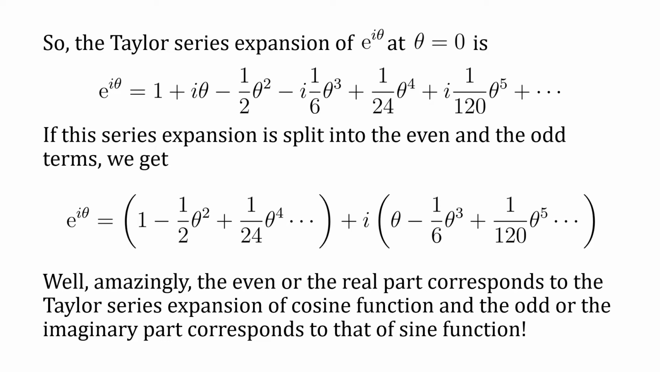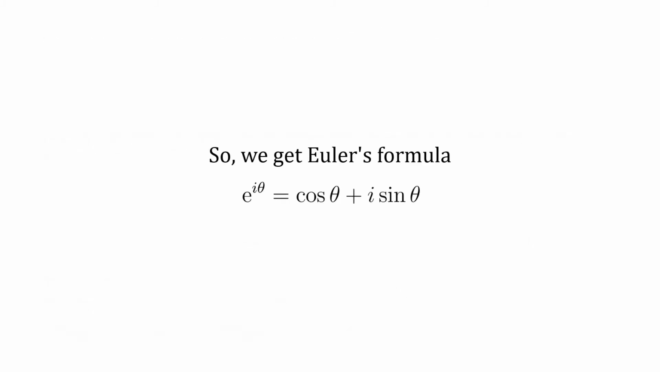Well, amazingly, the even or the real part corresponds to the Taylor series expansion of the cosine function, and the odd or the imaginary part corresponds to that of the sine function. So, we get Euler's formula. e^(iθ) = cos θ + i sin θ.